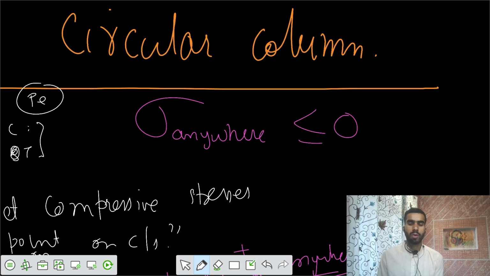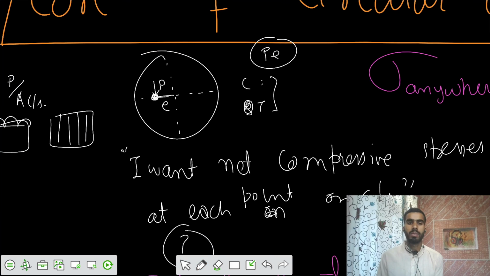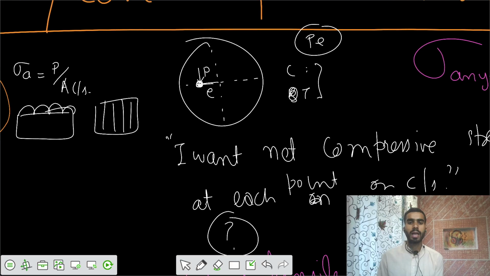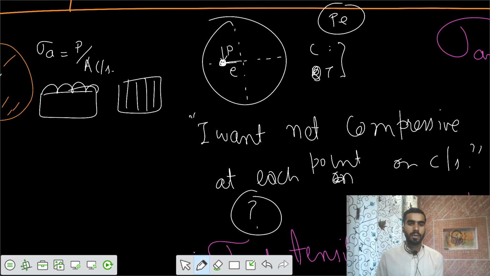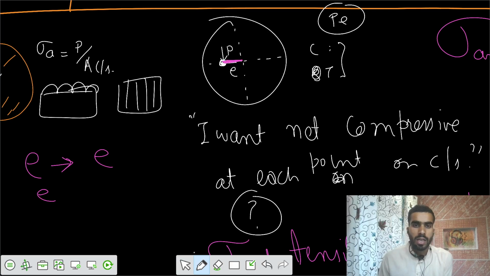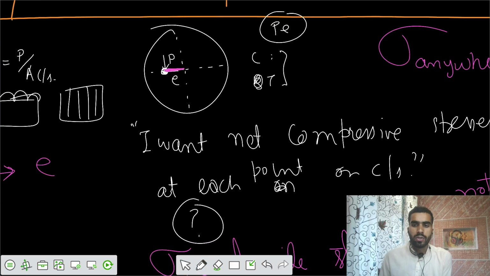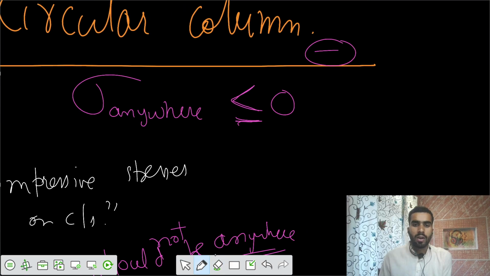than or equal to 0, because compressive is negative. So I would say net value of sigma should be less than or equal to 0 at any point of that cross section. And for that, you have to keep the load in such a way that there should be some value of E, some eccentricity, that would cause stresses less than or equal to 0 at any particular point.